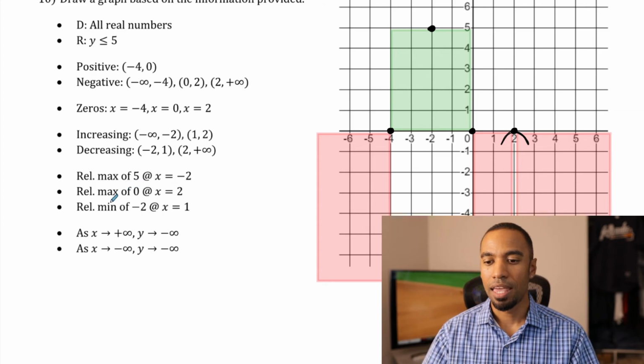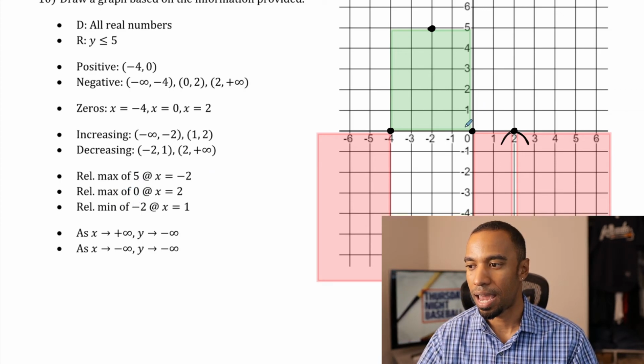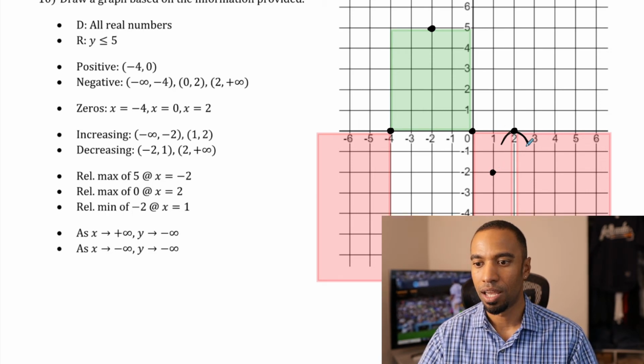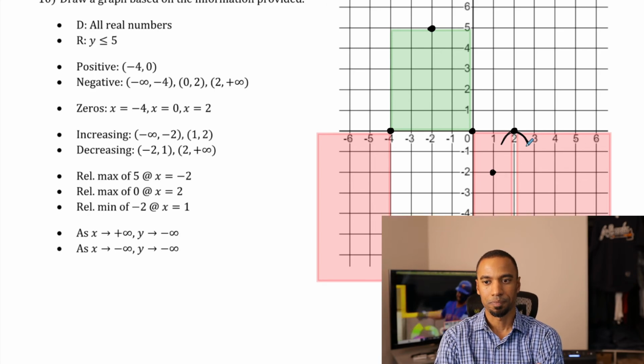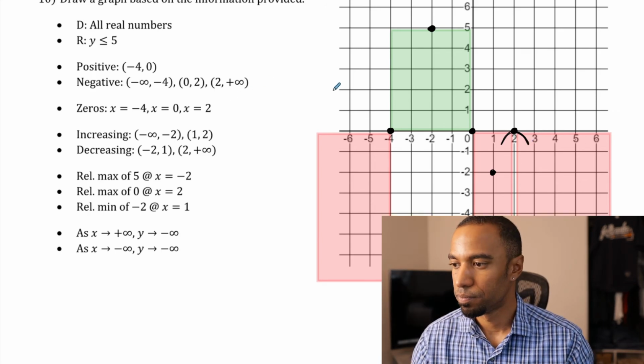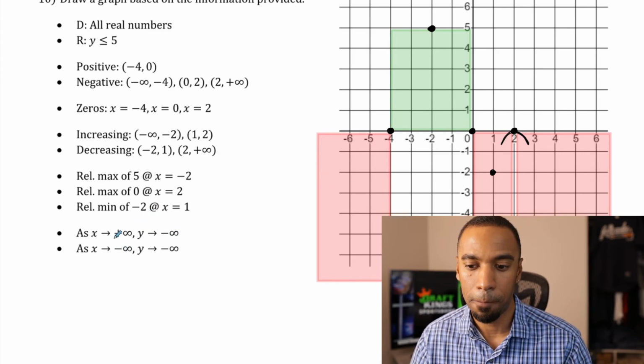Okay, cool. And there's a relative minimum of -2 at x equals 1. At x equals 1, there's a minimum of -2. So it hits down here as well. Okay. So it's decreasing, let's see. And then end behavior. Okay, end behavior. Last thing I want to mention here.